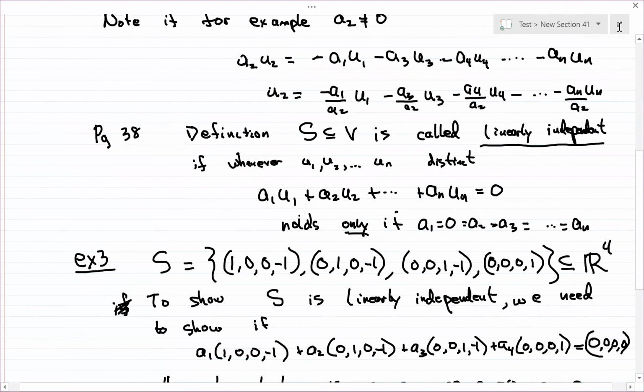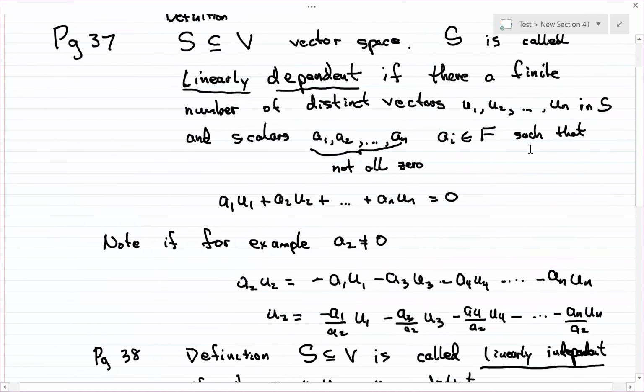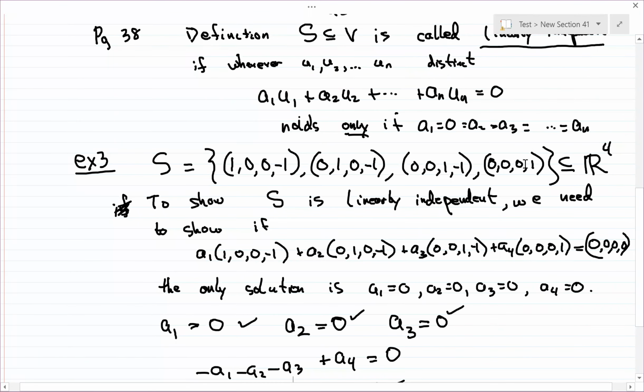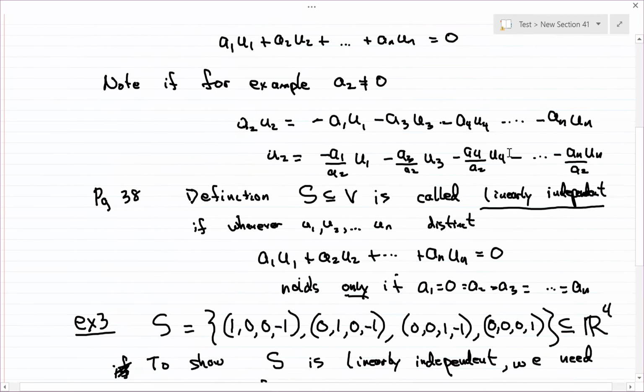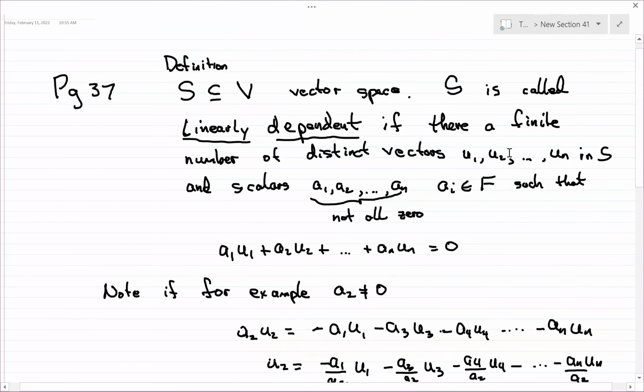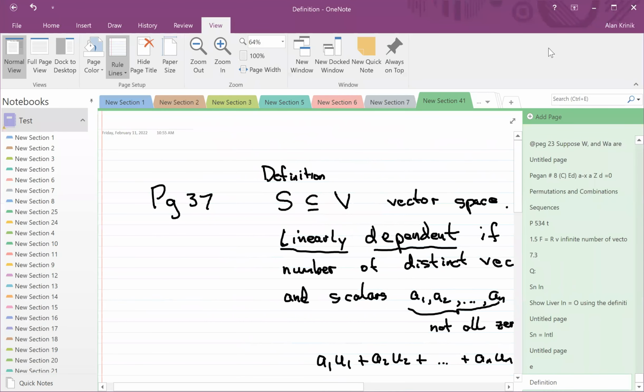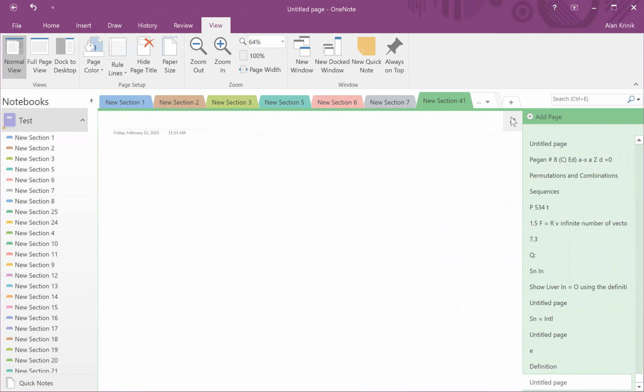So on this sheet, we've defined linearly independent and dependent, and we've given an example of a set that's linearly independent. When the set is linearly independent, that's more important for us than when it's linearly dependent. You'll see why soon. Okay, so let me just add to this.